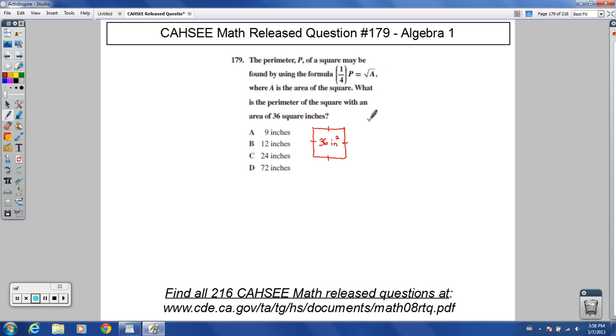So let's plug stuff in. We have 1/4 P, and it's got this 1/4 in parentheses. That's not really necessary to include in parentheses. And we have the square root of A. The square root of A says my area is 36 inches squared. So I'm going to plug in 36 right here. So this I could simplify and make 1/4 P equals, this would just be 6.